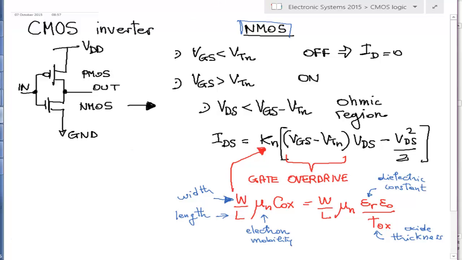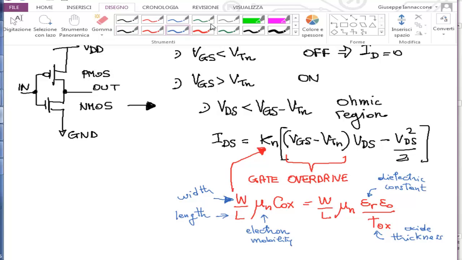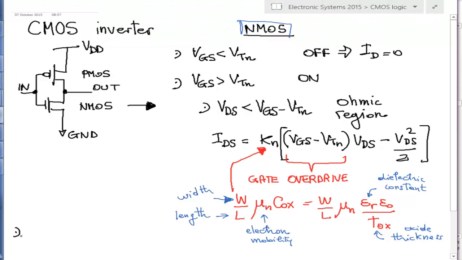Okay, and then there's the third operating condition, the third bias condition, which is the situation in which, of course, VGS is larger than VTN, it is an on condition again, but VDS is also larger than VGS minus VTN. In this case, what we have is another expression. As you remember, we are in saturation region.